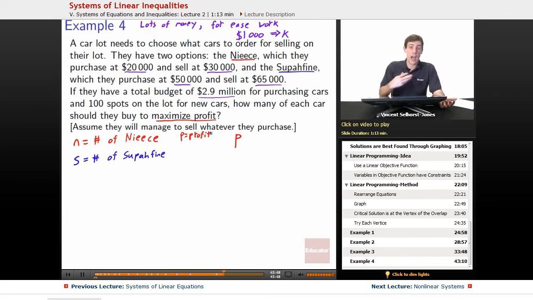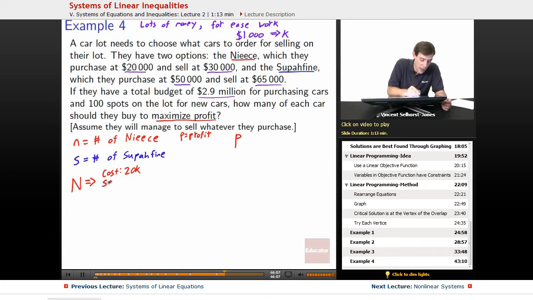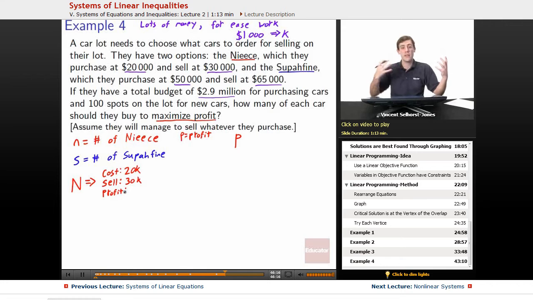So first we have to figure out how much profit they make off of selling a nice, and how much profit they make off of selling a superfine. If they buy a nice, it costs them 20,000, which is 20K in our new form. They can sell that for 30K, which would net them a profit of the amount that they sold it for minus the amount that they had to buy it for. So that would net them a profit of 10K.